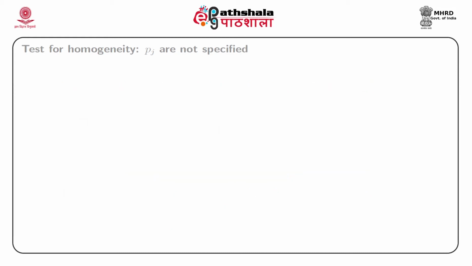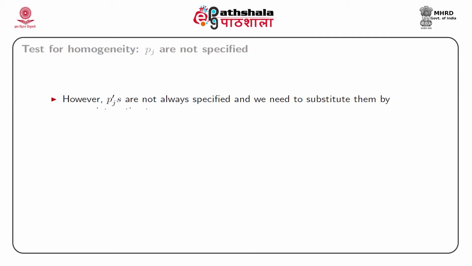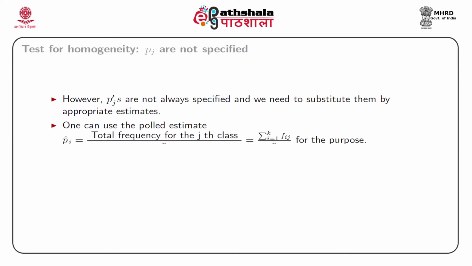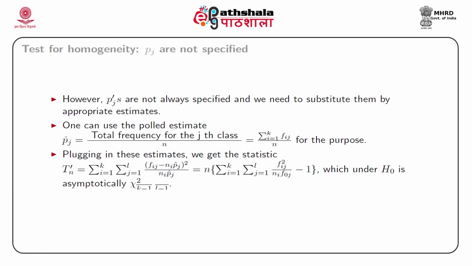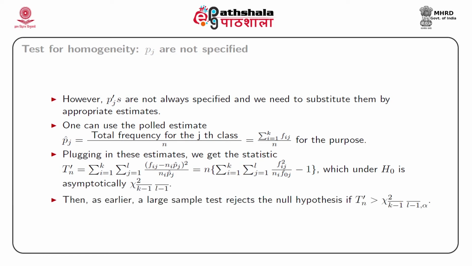However, Pj's are not always specified, and we need to substitute them by appropriate estimates. One can use the pooled estimate, which is defined as Pj hat, the total frequency for the jth class divided by total frequency, that is, summation i from 1 to k Fij divided by n, and we should use this for our purpose.